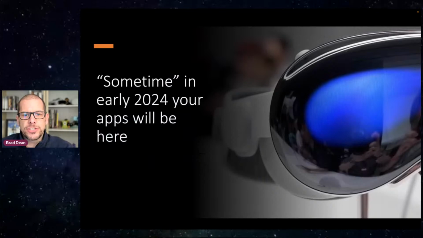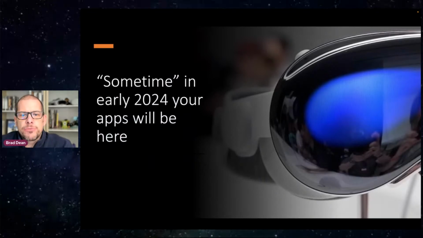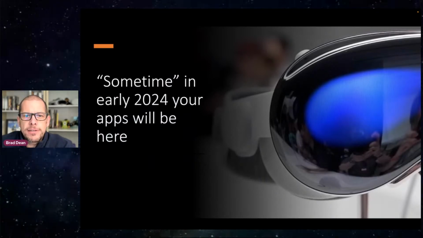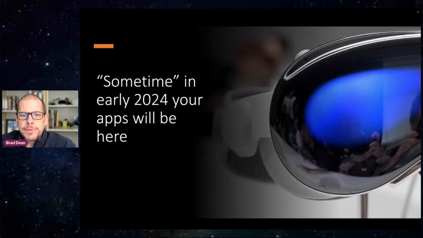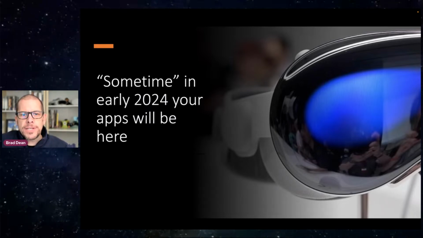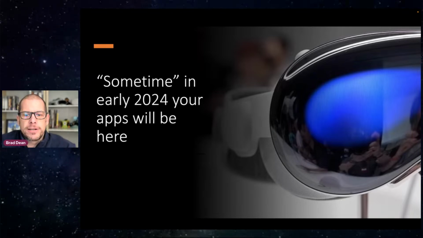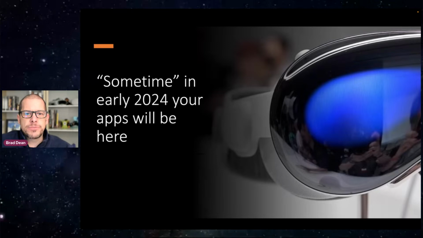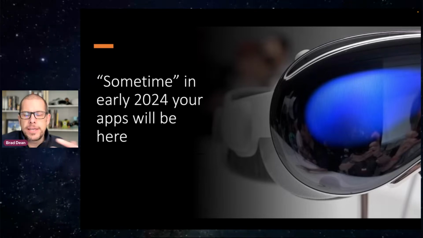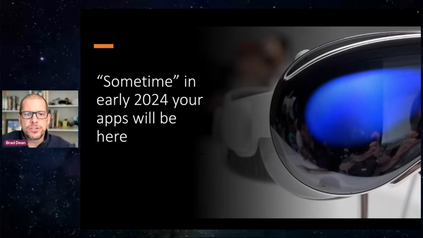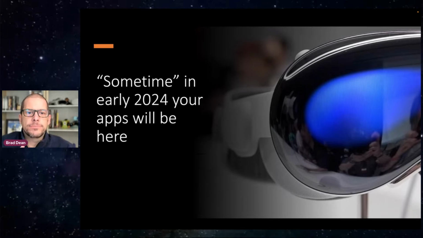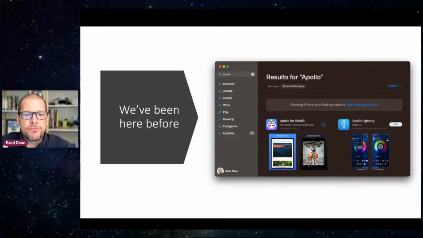This first version of Vision Pro is a developer kit, but it's still something we need to be looking at. Sometime early 2024, your apps are going to be available here. If you have an app and it's on the App Store, by default, it'll just be available in the visionOS App Store.